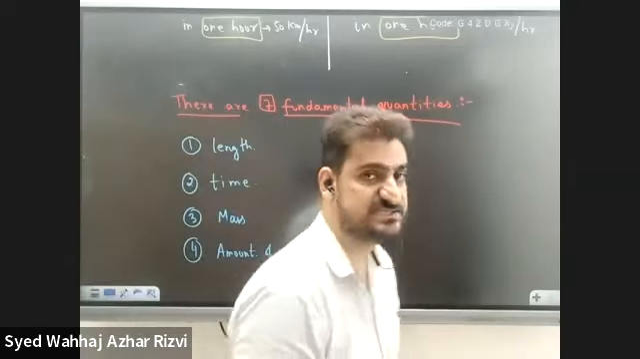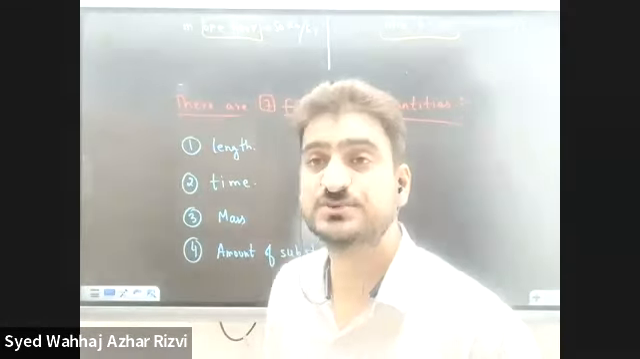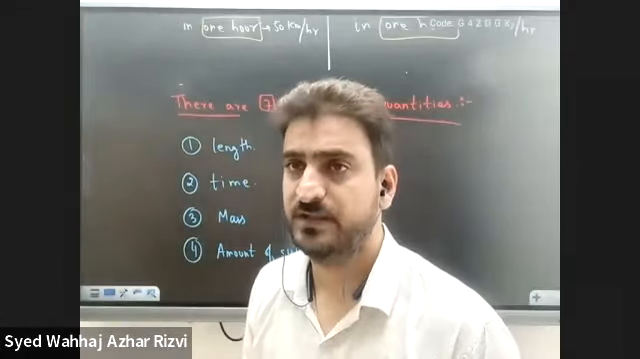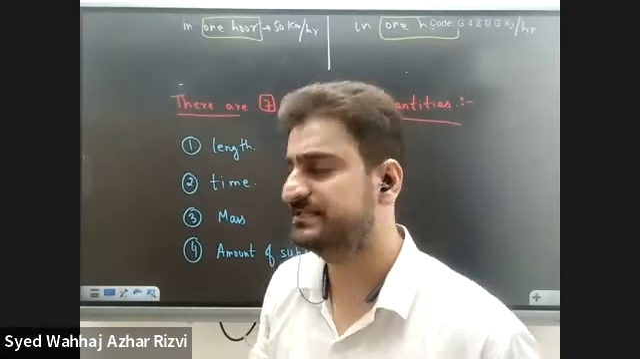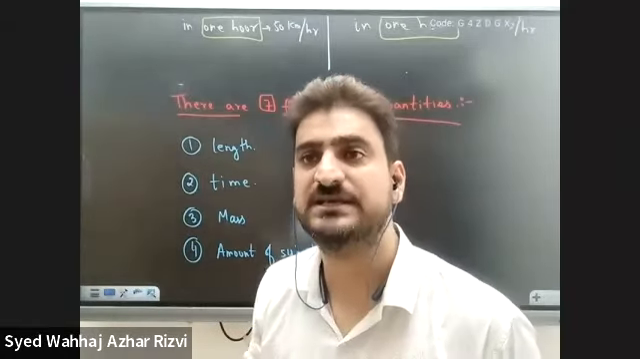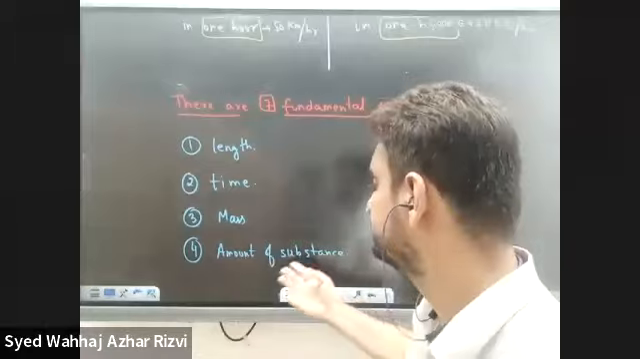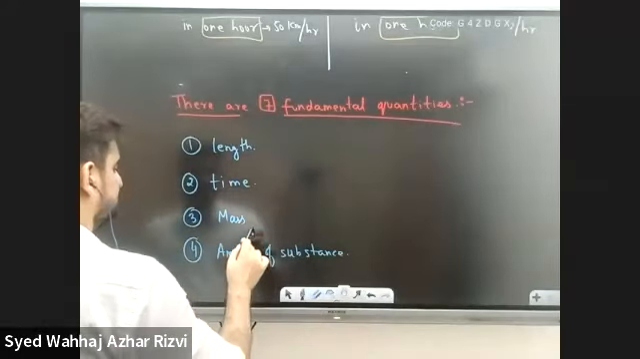What is amount of substance? When we are talking about how many students there are in a class, we don't think about time, we don't think about length, we don't think about anything else. We can just count them and say that there are 20 students in the class. So that means amount of substance is 20. So we have this fundamental quantity as amount of substance.